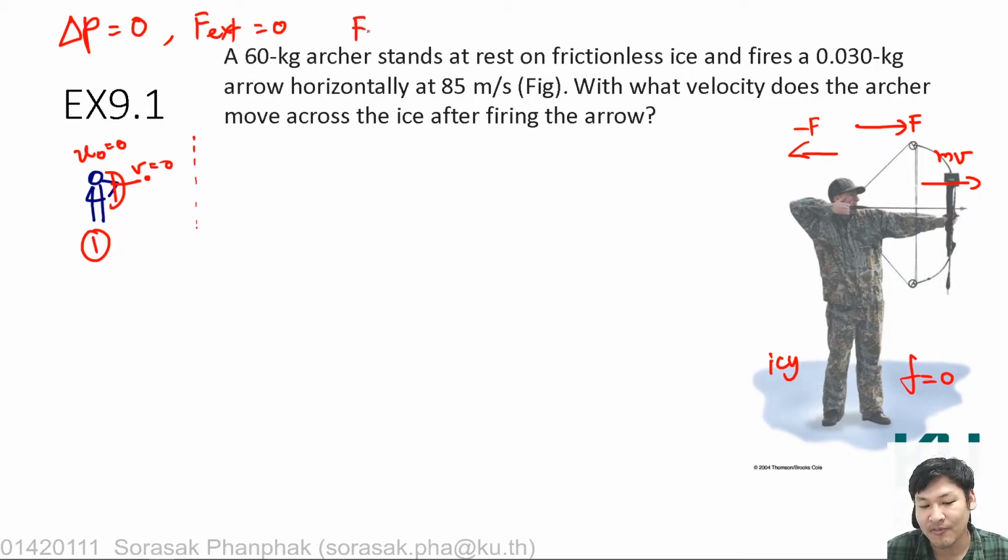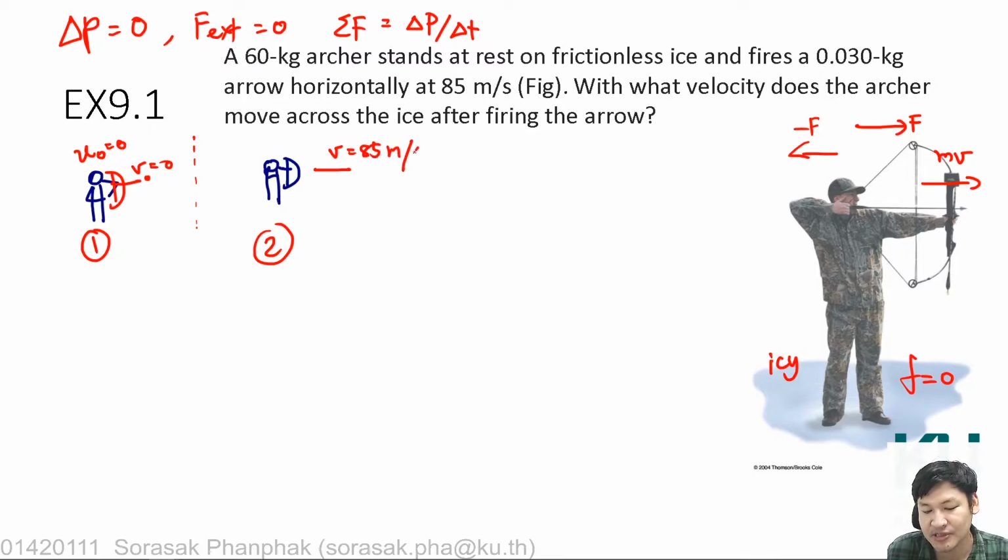Since you know from the previous section, the net force comes from the change of the momentum over time. Right. So look after the second event. When this guy shoots the arrow out from this bow, the arrow goes out with a velocity, in this case 85 meters per second. So it carries momentum with the mass of the arrow.